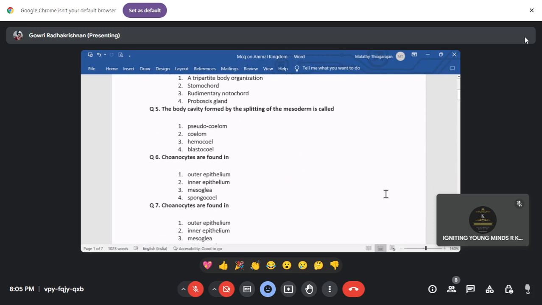Now, question 5. The body cavity formed by splitting of the mesoderm is called? Coelom, ma'am. Coelom is the correct answer. Very good. Next one. Choanocytes are found in? Inner epithelium.